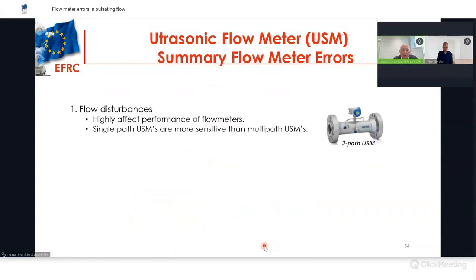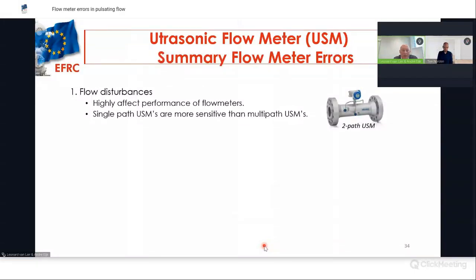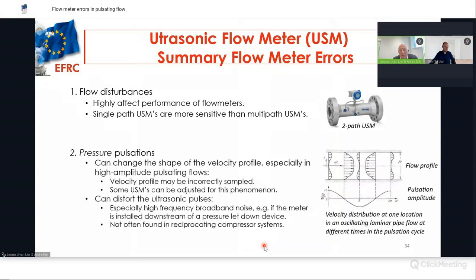Summary of flow meter errors. The flow disturbances highly affect the performance of the flow meters, and single path ultrasonic meters are more sensitive than multipath ultrasonic meters. Pressure pulsations, especially when you have high amplitude pressure pulsations, can change the profile. Looking to the right hand side picture, this is the picture of a flow profile at one location at different times. This is, for instance, a pressure pulsation amplitude.